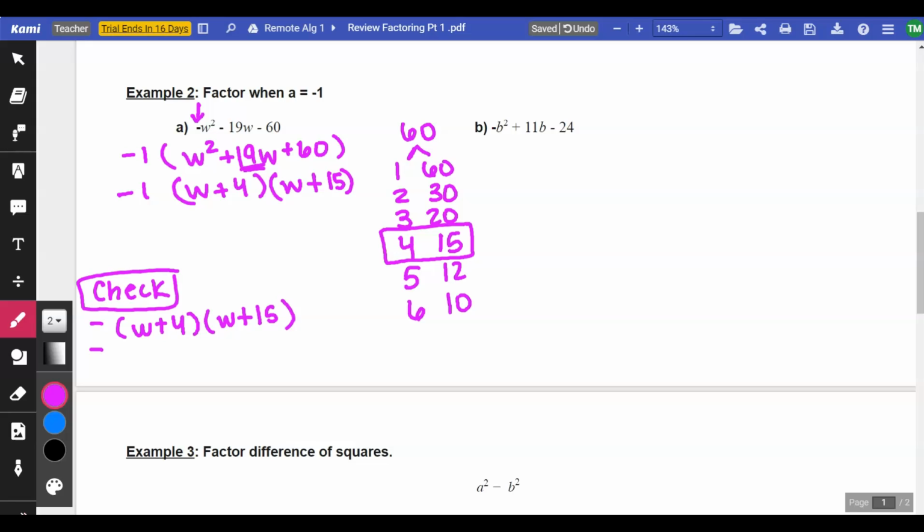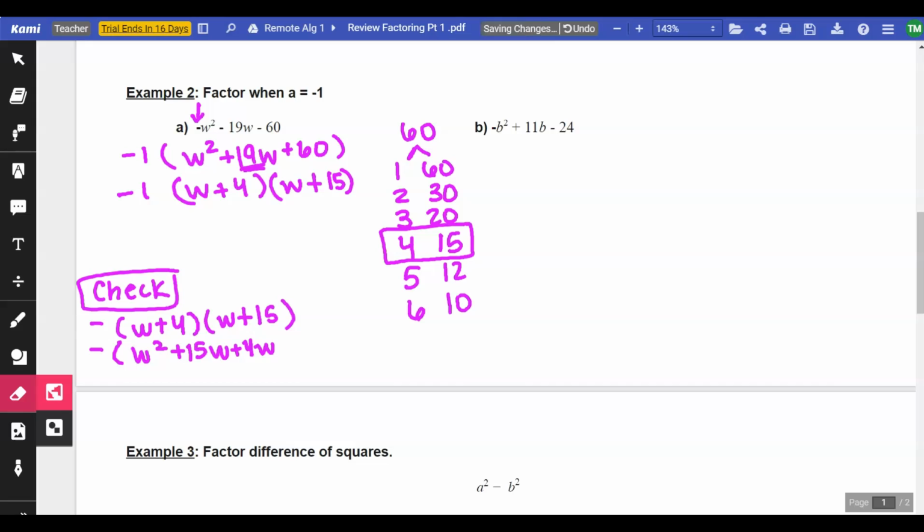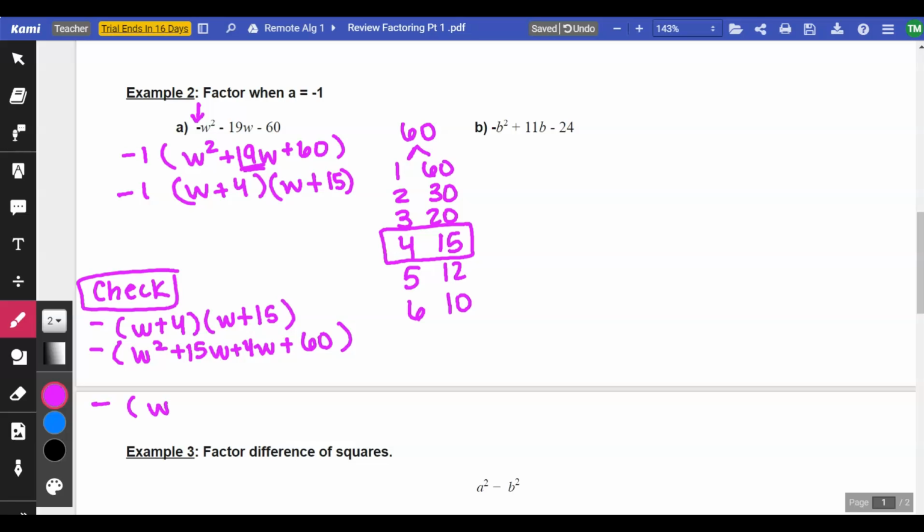I'm going to leave this negative out in front for now, and I'm going to multiply w plus 4 and w plus 15. So w times w is w squared. W times 15 is 15w. 4 times w, 4w. 4 times 15 is 60. All right. I'm going to combine my like terms, and I'm going to get w squared plus 14w plus 60.